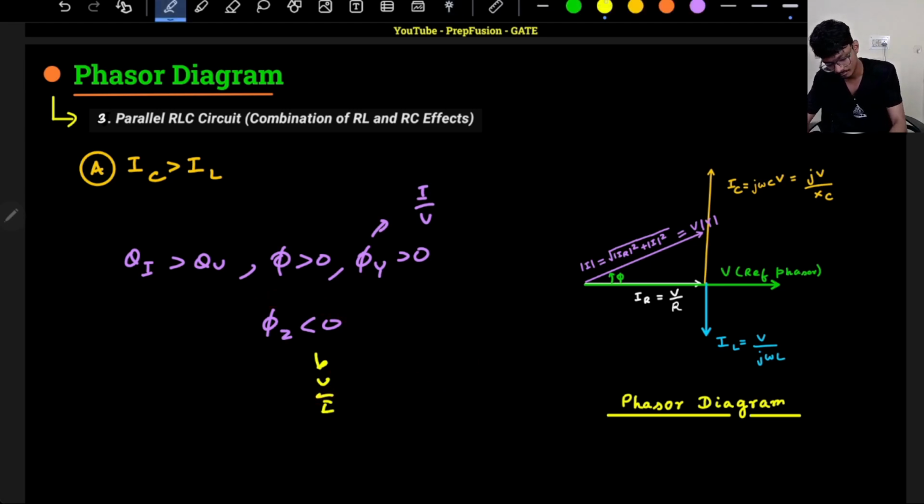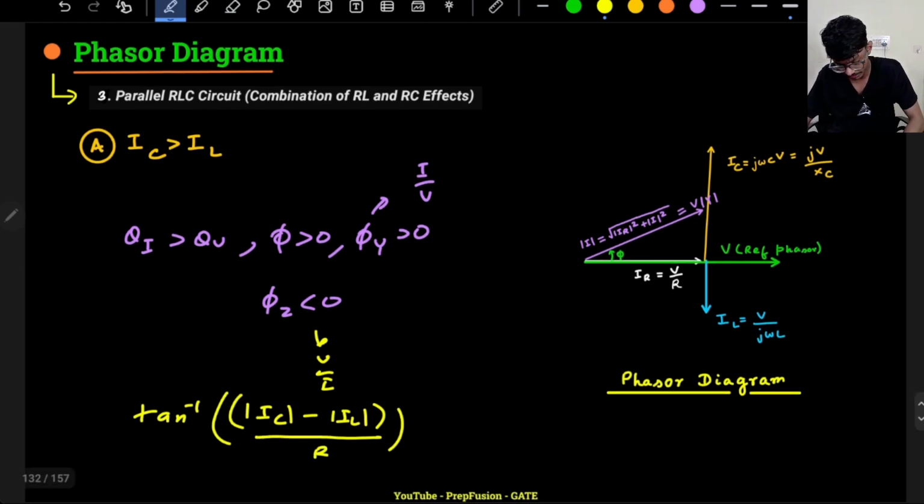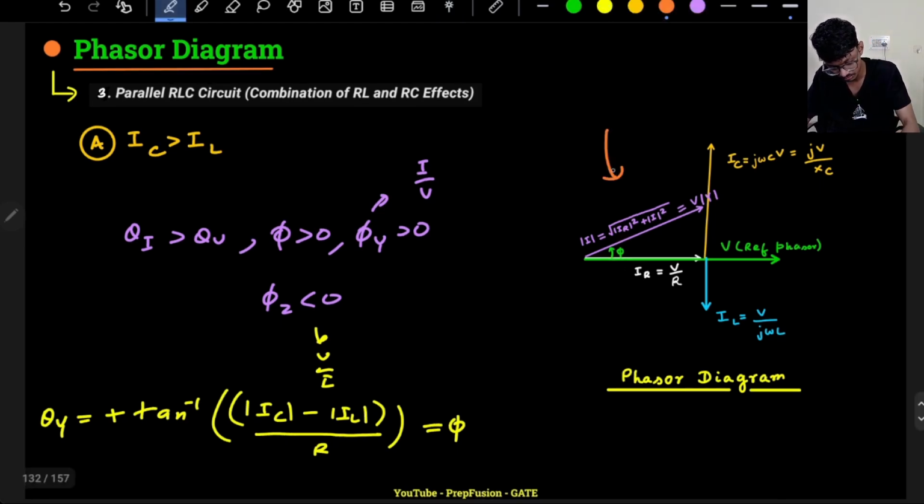What is the angle? You can calculate tan inverse of the magnitude of IC minus the magnitude of IL, divided by IR. Will it be positive or negative? It will be positive. This is my theta Y, this is my phi, because I am moving in the anti-clockwise direction. So this is the first case, where it has a capacitive behavior, because my resultant current is leading the resultant voltage.